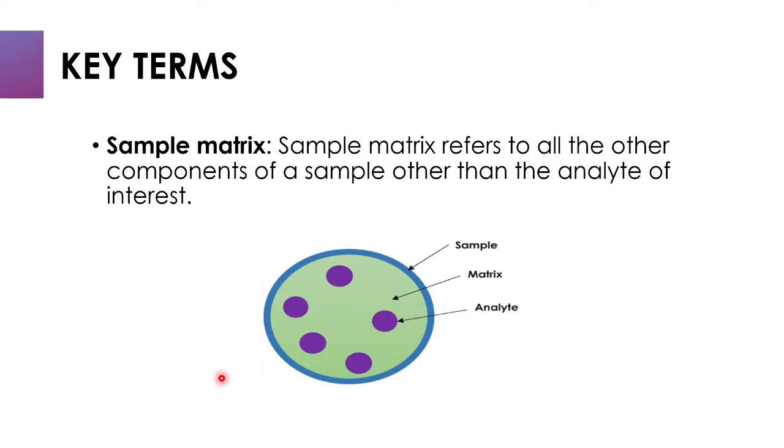Let's look at sample matrix. The sample matrix refers to all the other components of a sample other than the analyte of interest. Let's assume this is our sample. These are all parts of our sample. And let's assume that this is our analyte of interest, or the vitamin C content that we are interested in. So any other part of our orange sample apart from the analyte is known as the sample matrix.